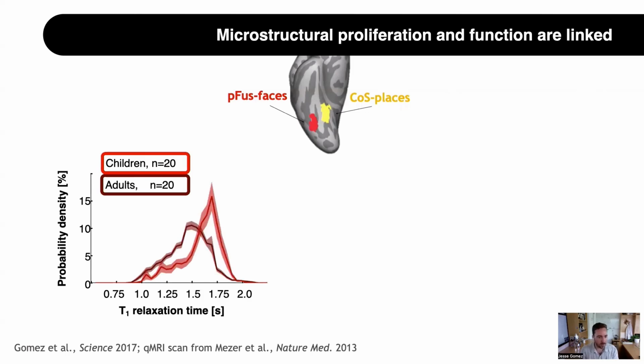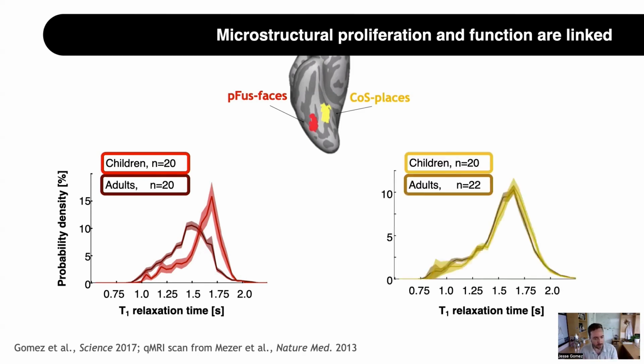Here, kids are in light red, adults are in dark red, and what you can see is a very appreciable decrease in T1 relaxation time across all voxels from childhood to adulthood, suggesting widespread growth of tissue. And while tissue seems to be growing in the face selective region, as we hypothesized, we actually don't see any growth in the place selective region.